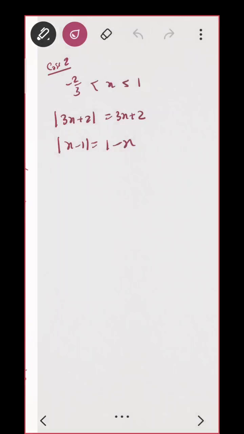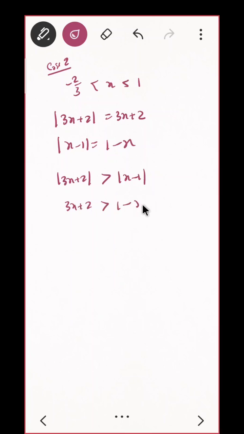What is the equation? Mod of 3x plus 2 is greater than mod of x minus 1. So this 3x plus 2 will be as it is, 3x plus 2, and that is greater than 1 minus x. So this x goes there, then it will become 4x, and this is greater than 1 minus 2. Just check the calculation. Then it is 4x greater than minus 1. So x is greater than minus 1 by 4. Is that clear? Yeah, and what extra condition you are having, right? That also here, that is minus 2 by 3 is less than x is less than 1. Yeah, tell me.